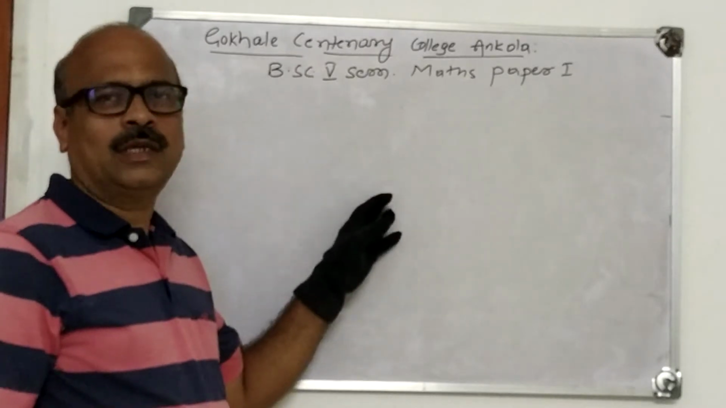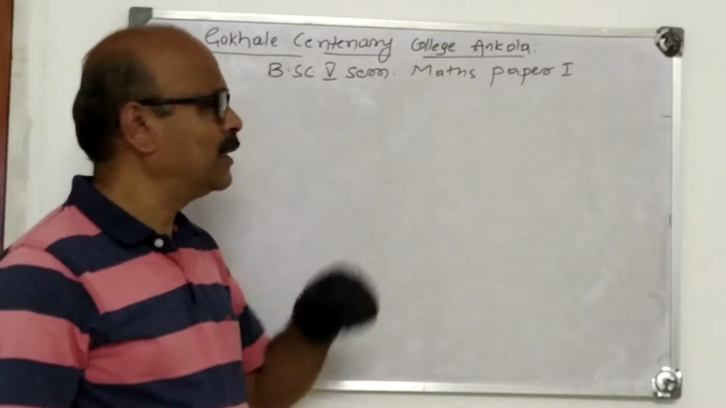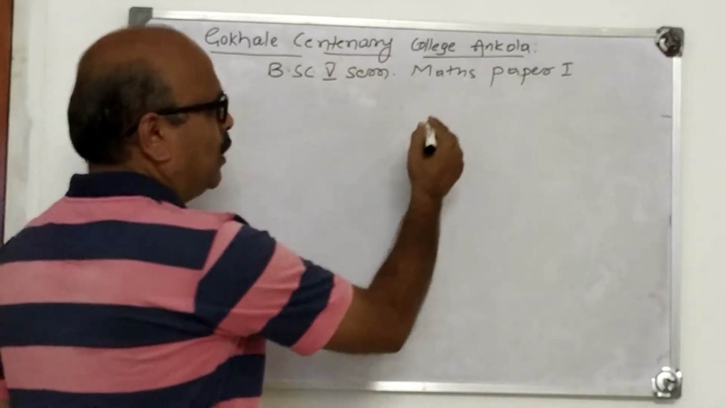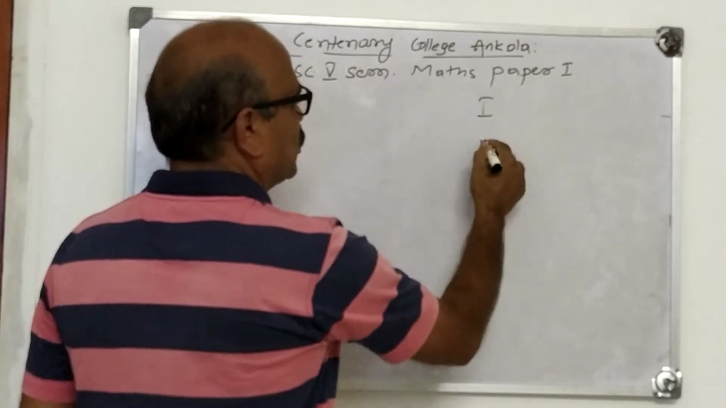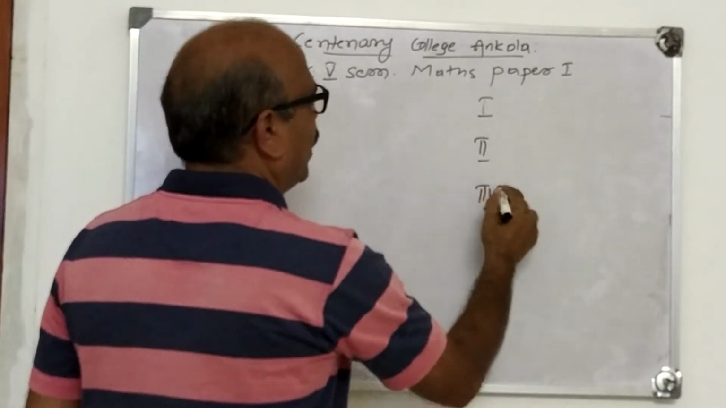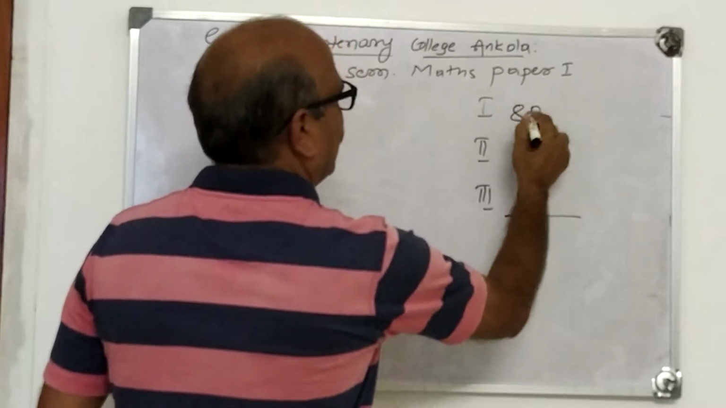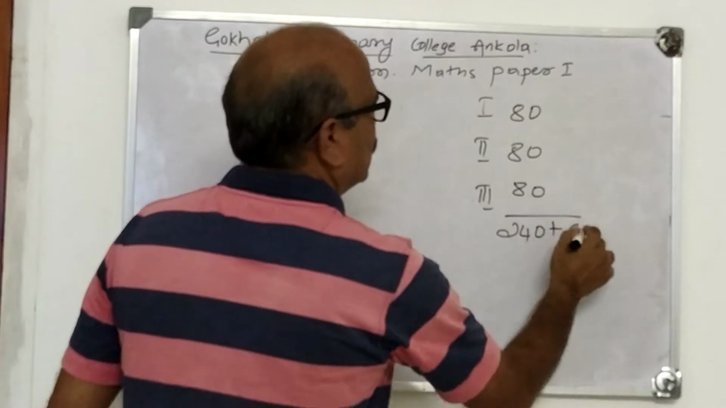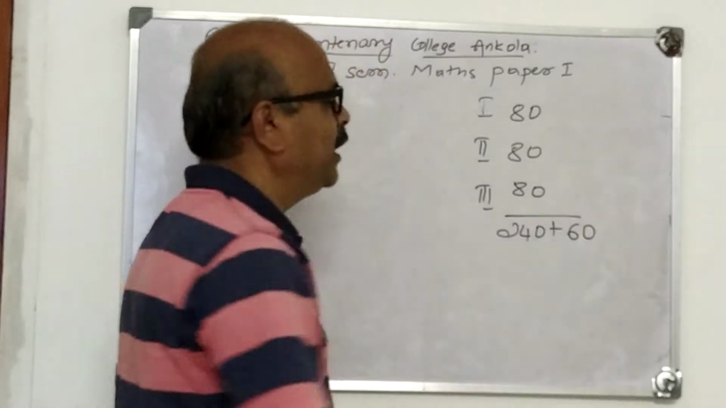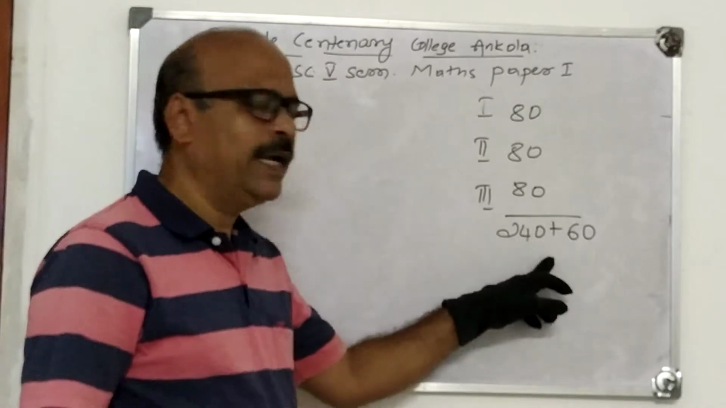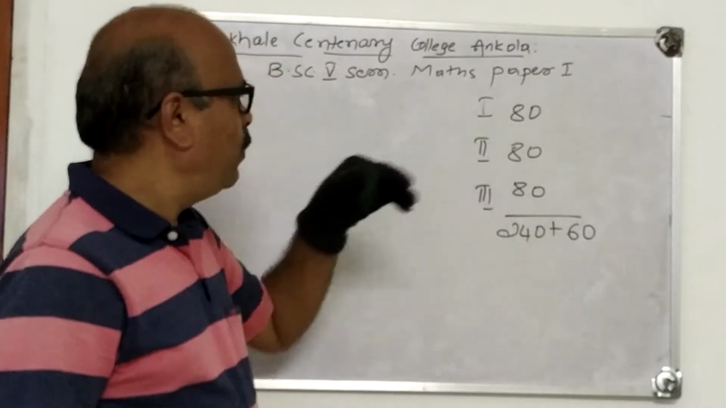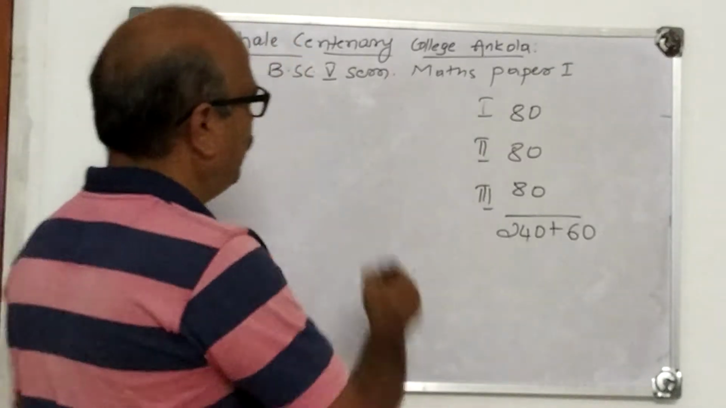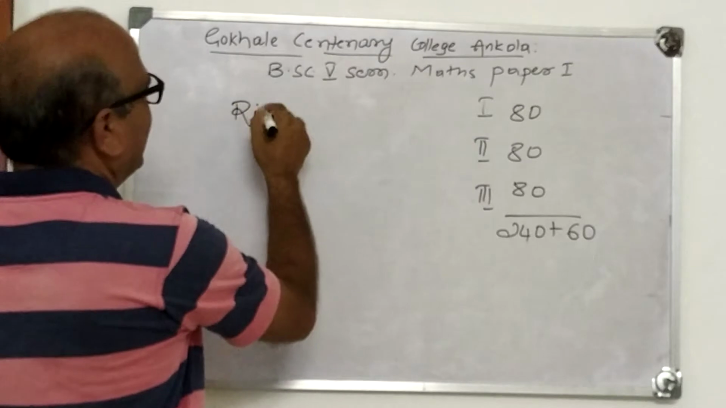For 5th semester mathematics, there are 3 papers. Up to 4th semester you have studied only 2 papers, but now there are 3 papers, and the total number of marks is 80, 80, 80, 240, plus 60 marks internal, total 300 marks. Now, paper 1 consists of 3 topics. Paper 1, first is Riemann integration.